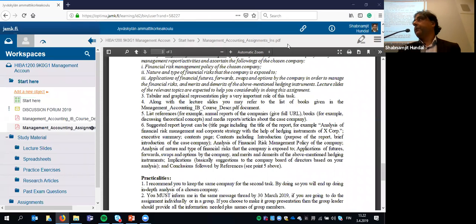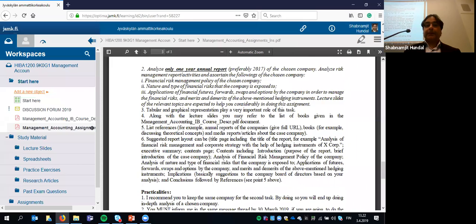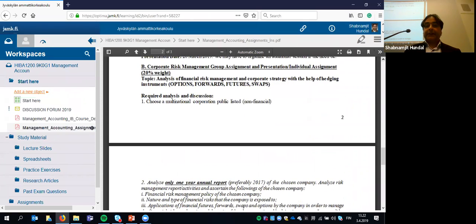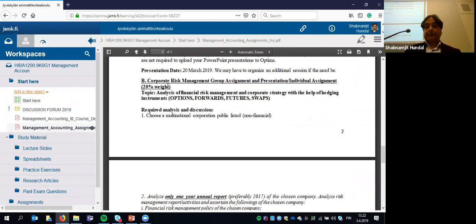All right, so before we start learning the contents of this new topic, I would like to discuss with you that if you are in the Start Here folder and the Management Accounting Assignments PDF file, you can see that there is a second B, which means the second assignment, which is Corporate Risk Management, which you are now working on. This is based on the derivative contracts.